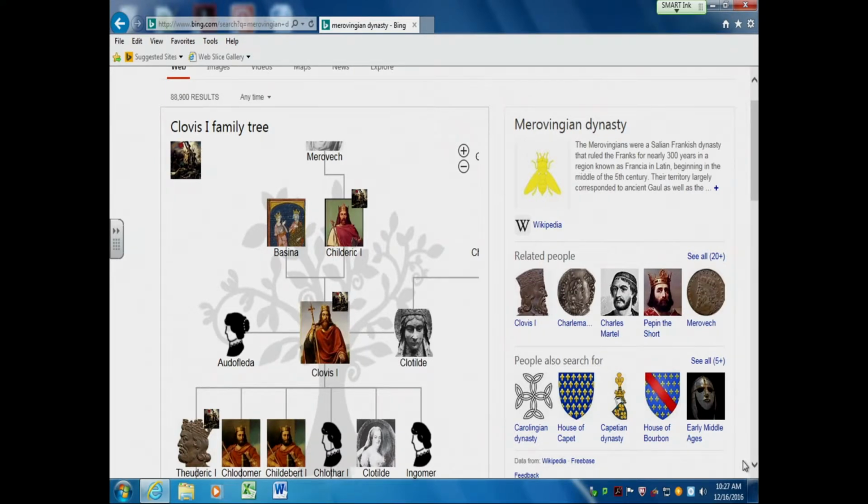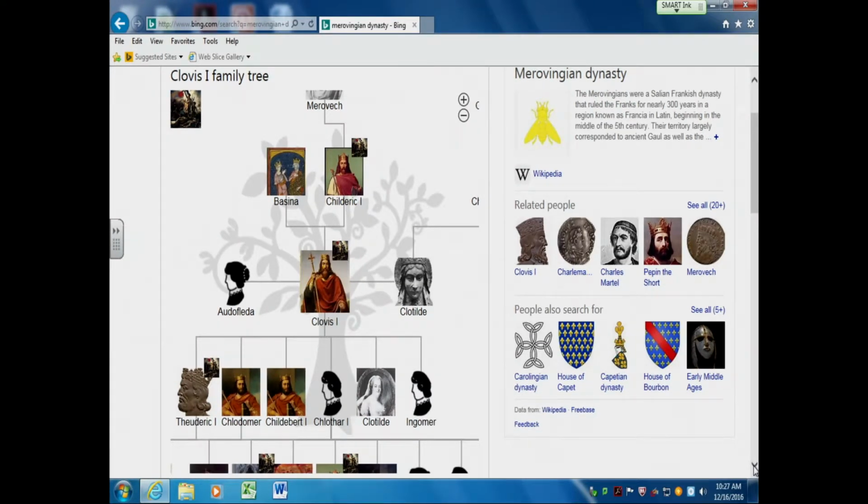This is the Merovingian dynasty, the family tree, and what the church had been looking for was something to protect it. It had been protected by the Roman Empire. When it fell, it was like, oh my gosh, who's going to take care of us? Who's going to keep us from being wiped out or persecuted, etc.? And it fell to the Merovingian dynasty that you see here.